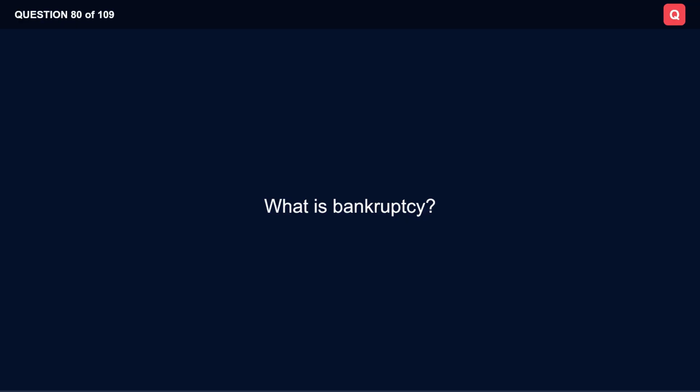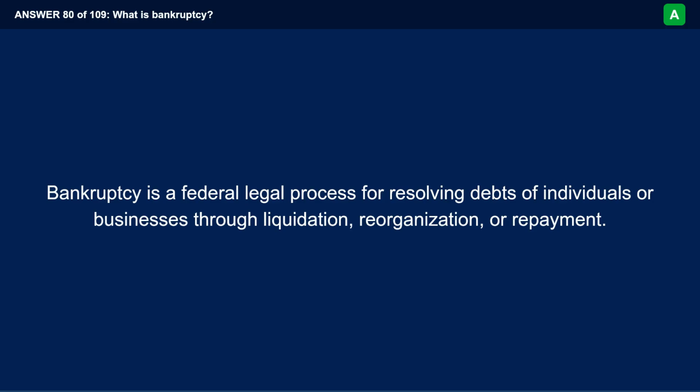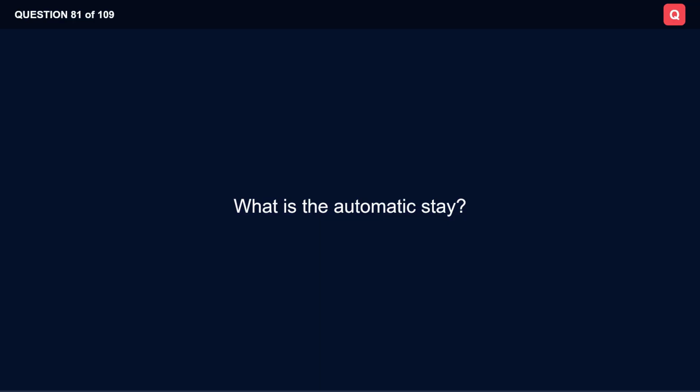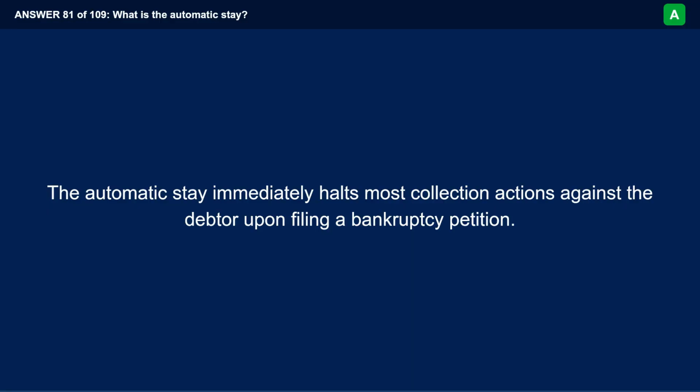What is bankruptcy? Bankruptcy is a federal legal process for resolving debts of individuals or businesses through liquidation, reorganization, or repayment. What is the automatic stay? The automatic stay immediately halts most collection actions against the debtor upon filing a bankruptcy petition.